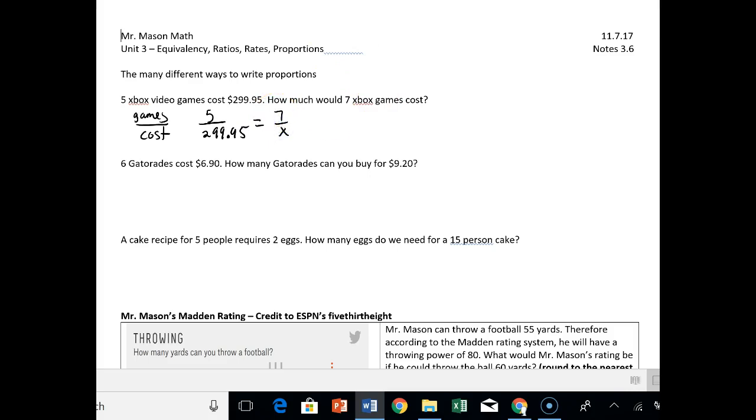Another way I could write it is I could just flip it. I could write cost over games. Nobody said you had to do games over cost. You could just do cost over games. So in this way, that would be $299.95 over 5 games is equal to, in this case, I don't have the cost, so x over 7.